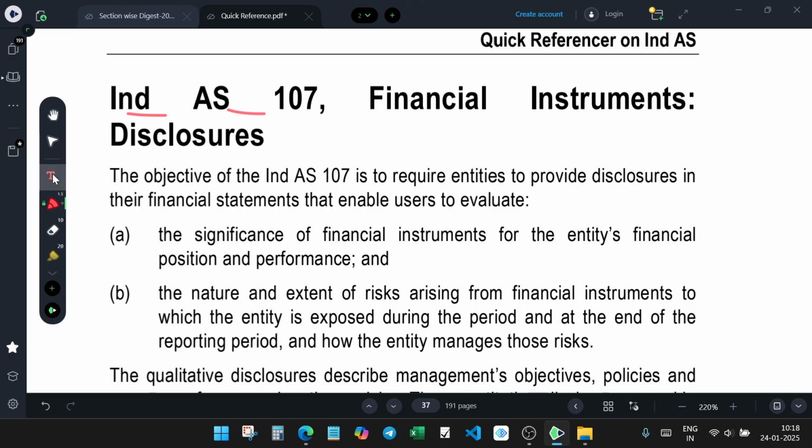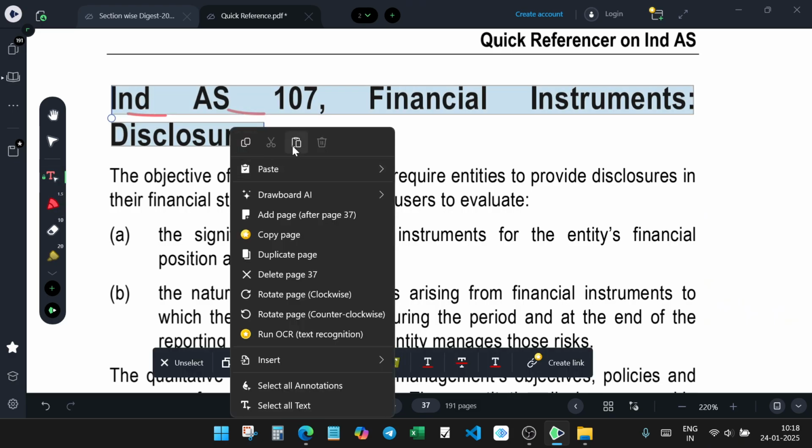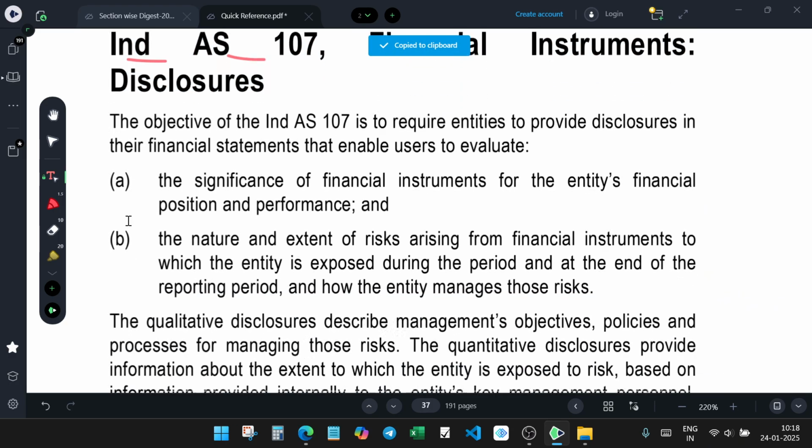NDAs 107. Financial Instrument Disclosures.